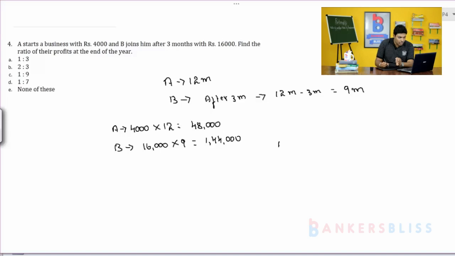So what is the ratio of their investment? 48,000 divided by 1,44,000. So 3 zeros will get cancelled. Now you have to calculate the ratio. See here, very simple. The numerator is less than the denominator, so you try to divide the denominator by the numerator. Okay, so 48, the unit digit is 8, here 144, the unit digit is 4.